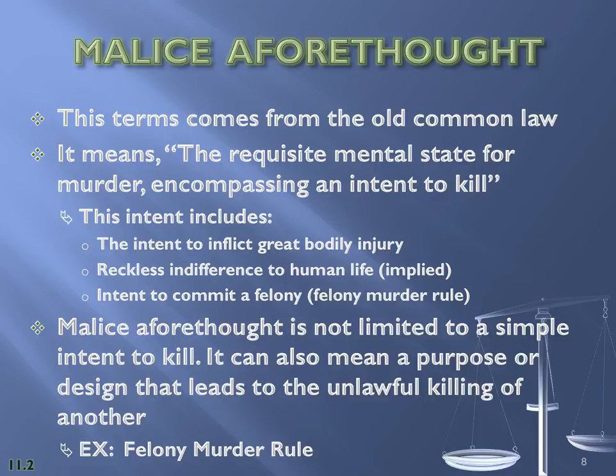And then we already went over malice aforethought, but it never hurts to review, because sometimes I get a little bit ahead of myself because it is super exciting stuff. This term comes from the old common law. It means the requisite mental state for murder encompassing an intent to kill. This intent includes the intent to inflict great bodily injury, reckless indifference to human life, intent to commit a felony. Now, malice aforethought is not limited to a simple intent to kill. It can also mean a purpose or design that leads to the unlawful killing of another. And the example that they have listed here would be the felony murder rule. And we'll talk a little bit about the felony murder rule later on.